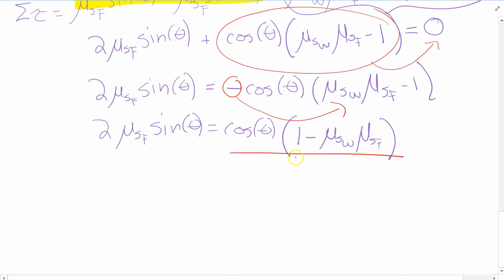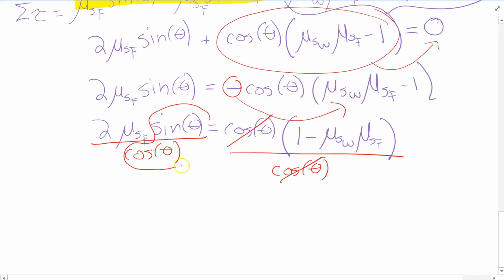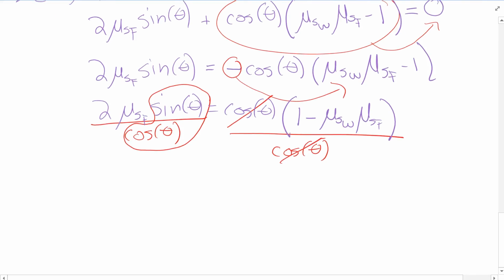On this side, I'm going to divide this by cosine theta. That means I have to divide this side by cosine theta. What that's going to do here is cancel that out, which is good. What that's going to do on the other side is let me divide sine by cosine. And this is where we're going to take advantage of a little bit of trigonometry, because I know that sine divided by cosine is tangent. So I can rewrite this as 2 mu static floor tangent of theta. And just like that, I've managed to fix my major problem.